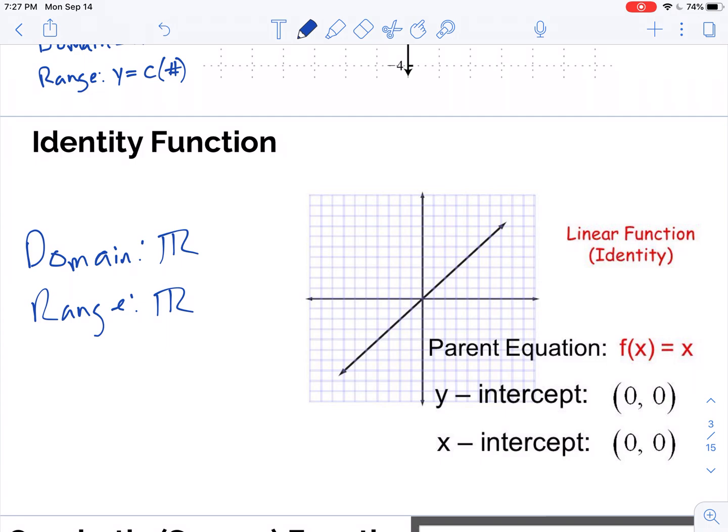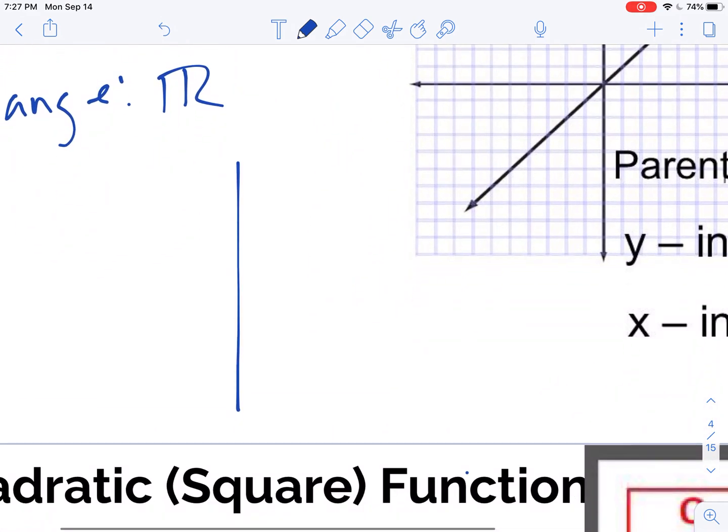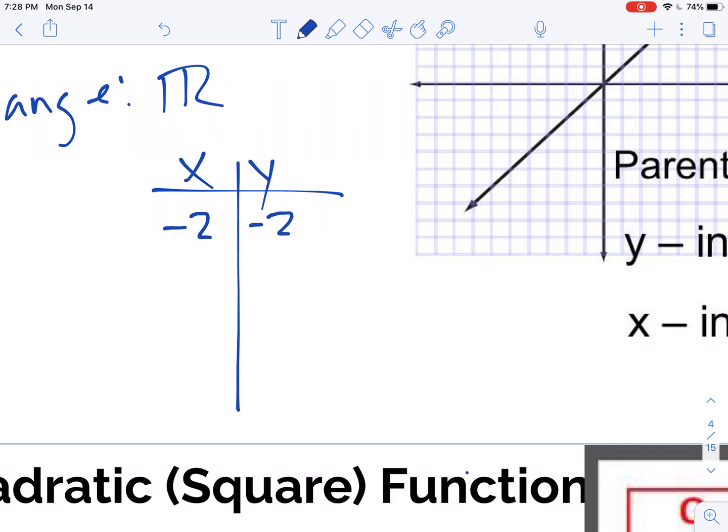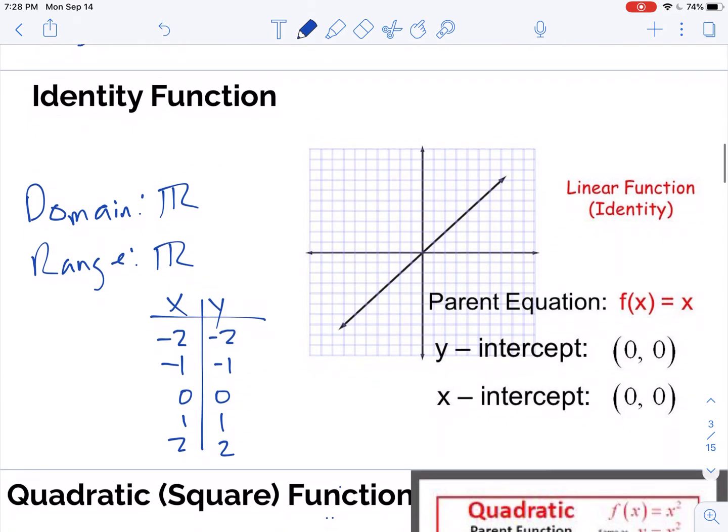And again, this is the idea that y is equal to x, or f of x is equal to x, is the identity function. We don't have any slope, we don't have any y-intercept, we just have one equation here. I could go through and give you a table of values as well. Your basic table of values that you would use when you're doing your transformations. If you have an x of -2, your y is -2. X of -1, your y is -1. 0, 0, 1, 1, 2, 2. They match up. And that's everything you need to know about a linear function at its most basic form.